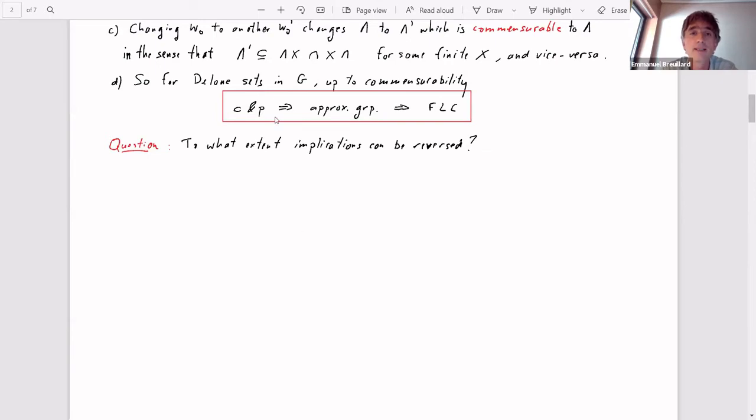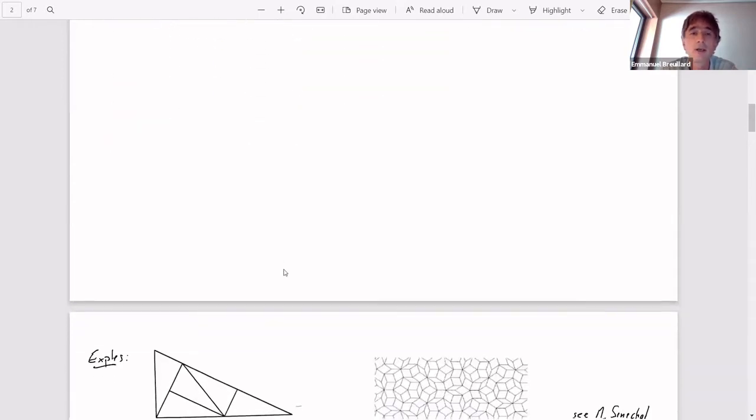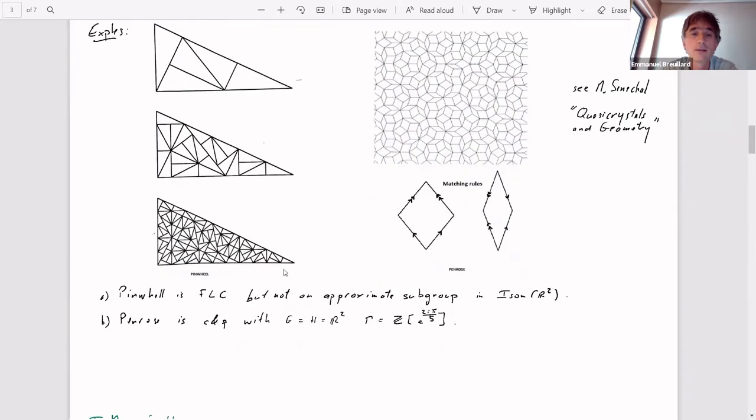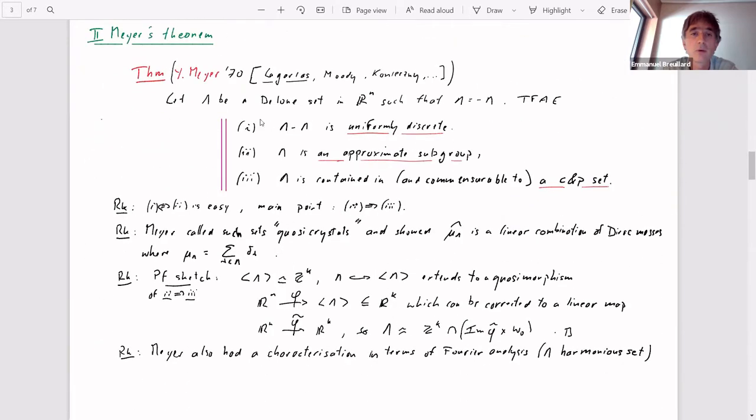What Meyer did in the 1970s is that he showed that this implication can be reversed, up to commensurability, for Euclidean Delaunay sets. So he showed the following. If you have a Delaunay set in R^n, the following are equivalent: to say that lambda minus lambda is uniformly discrete, to say that lambda is an approximate subgroup, and to say that lambda is contained in and commensurable to a cut and project set.